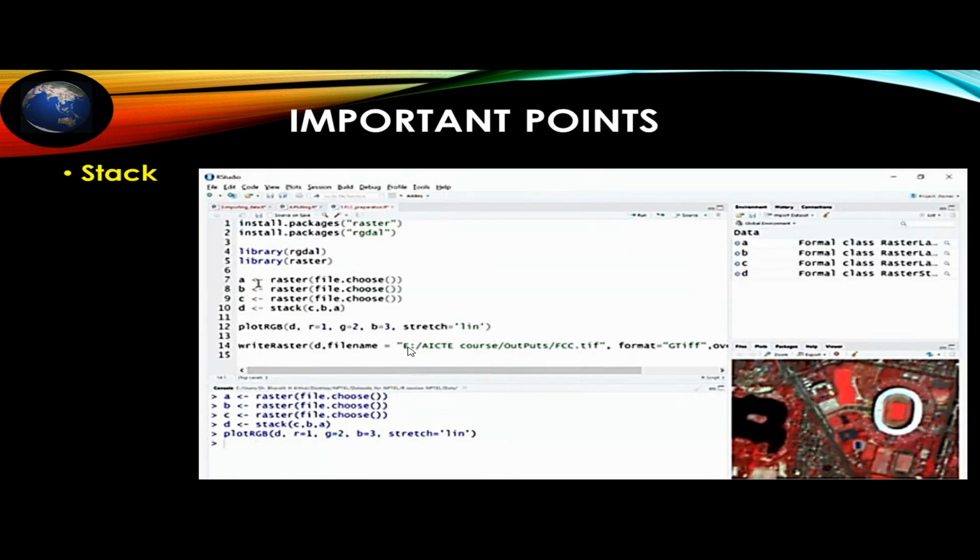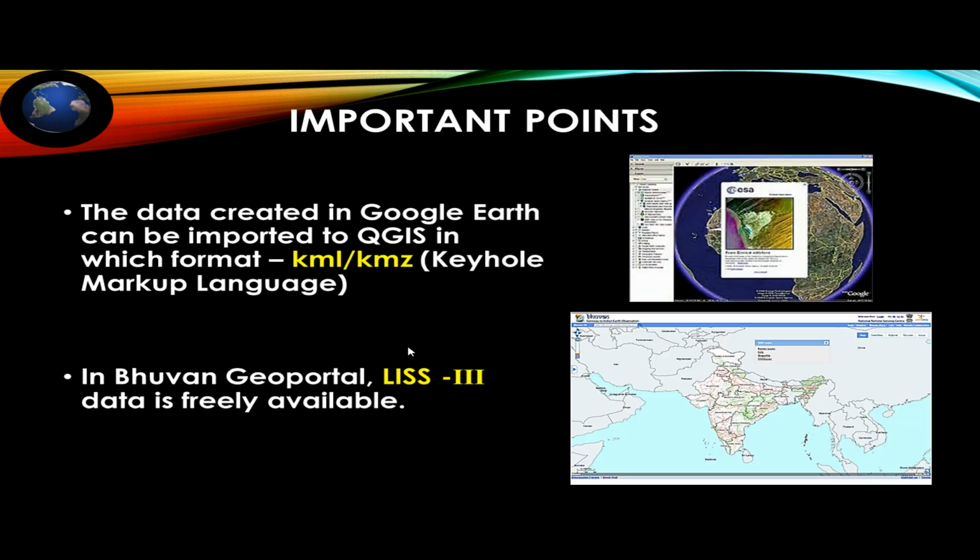A stack, how to do stack, as I already told. So this is the stack option. The data created from Google Earth can be imported to QGIS in which format? KML format or KMZ format. The KML is the full form of keyhole markup language. So that's what I showed you. I brought this KML file in my QGIS and I converted it into shape file. So in this class I have showed you already. And the Bhuvan Geo portal Landsat 3 data is freely available, so you can get the Landsat 3 data, as I downloaded and brought also.